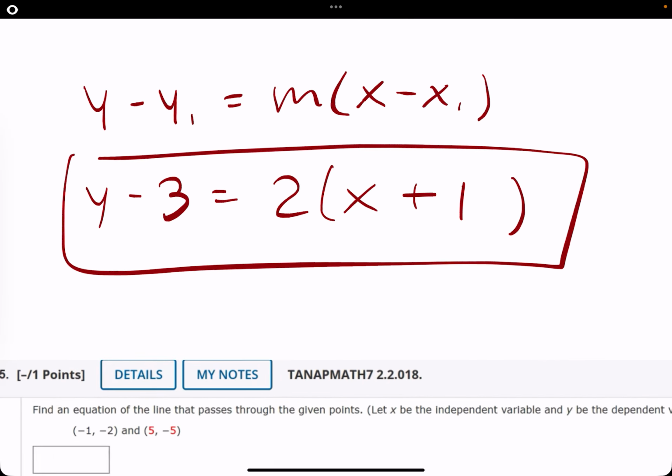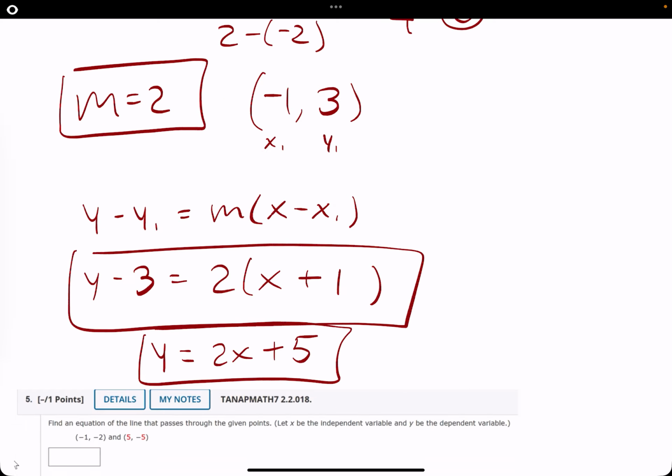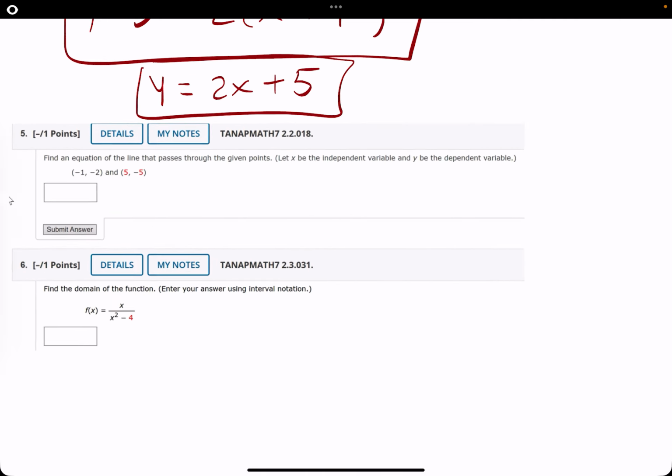If they happen to ask for it in slope-intercept form, y equals mx plus b, you could distribute the 2, so you'd have 2x plus 2 plus 3, so that'd be plus 5, so 2x plus 5. So either one of those should do for number 4.